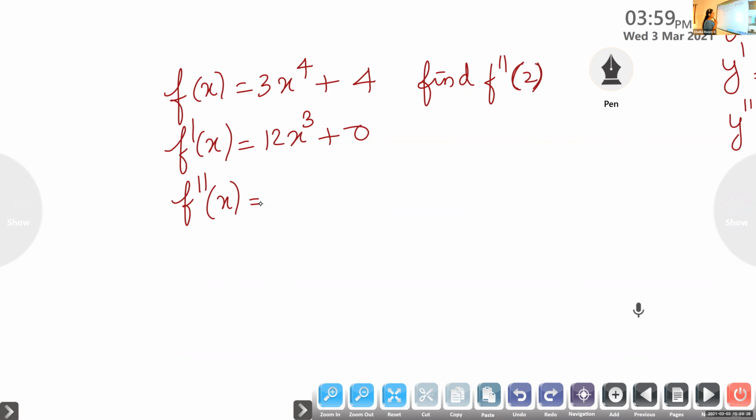Tell me, Shubham, what is f double dash of x? 72x. How will you get 72? 12 will be kept as constant, isn't it? 36x. Very good. You have to do it carefully. So it is 36x square.